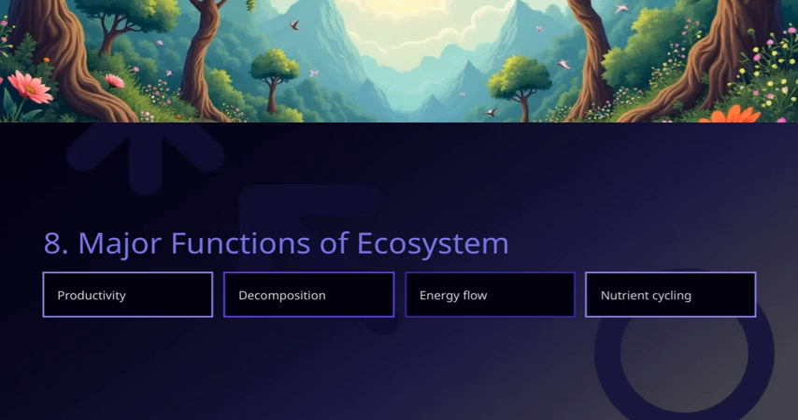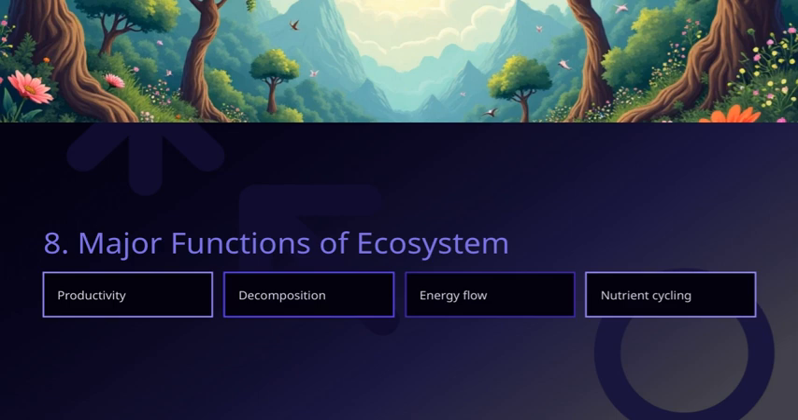Let's take a closer look at some of the major functions of ecosystems. First, nutrient cycling is essential because it involves the movement and exchange of nutrients like nitrogen and phosphorus through the environment and living organisms. This process helps maintain the balance necessary for all life forms to thrive. Next, energy flow is a critical concept. Energy from the sun enters the ecosystem through photosynthesis, fueling all other processes.